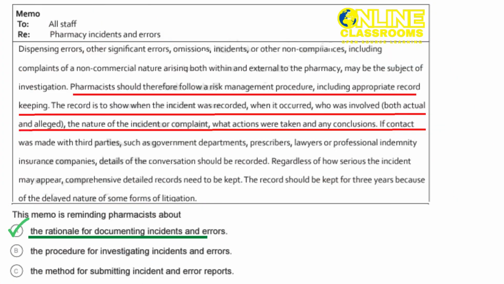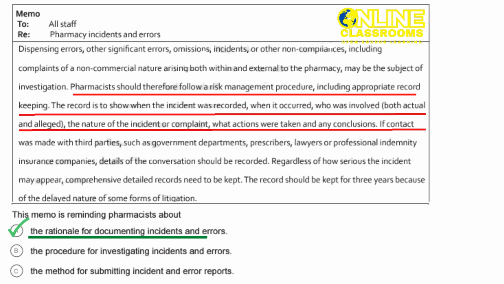The question is, what is the memo reminding pharmacists? Now let us read the paragraph. At the beginning of the paragraph, the writer mentions that various types of errors, omissions, incidents, or other non-compliances are a subject of investigation. Then, if you read the underlined section, you can read that pharmacists should therefore follow a risk management procedure, including appropriate record keeping.